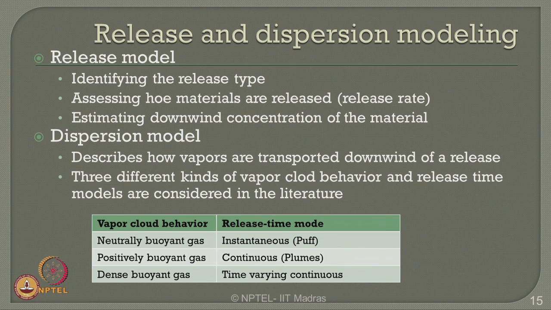Three kinds of vapor clouds can behave in the same manner, and release time models are considered in the literature. One can have a neutrally buoyant gas, positively buoyant gas and dense buoyant gas. However, the release time modes can be different. For neutrally buoyant gas, one can follow the instantaneous release model, what we call puff models in the literature, whereas for positively buoyant gas one can follow the continuous release models or steady state release models, what we call plume release models in the literature. For dense buoyant gas one can go for time varying continuous models, which can be used as an alternate extension of the plume models in the literature.